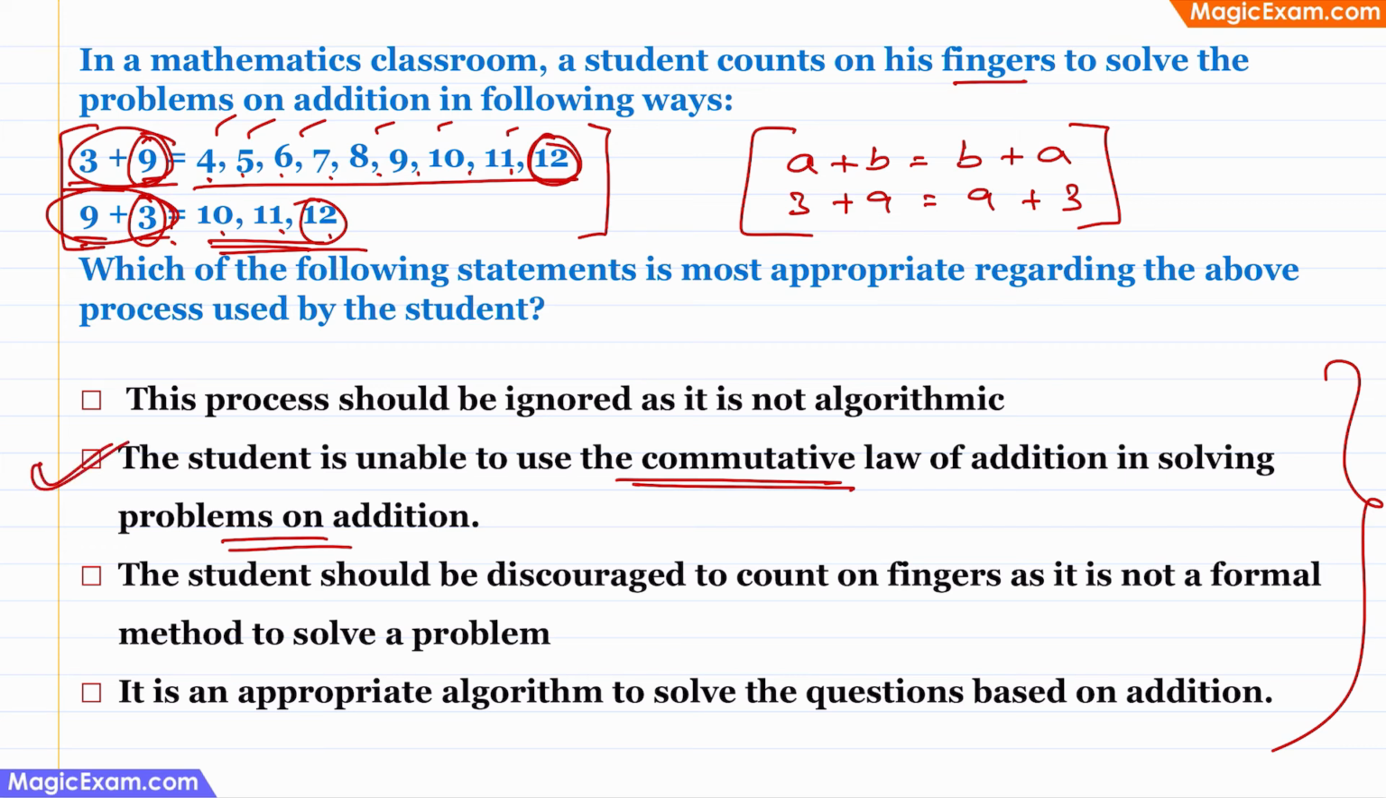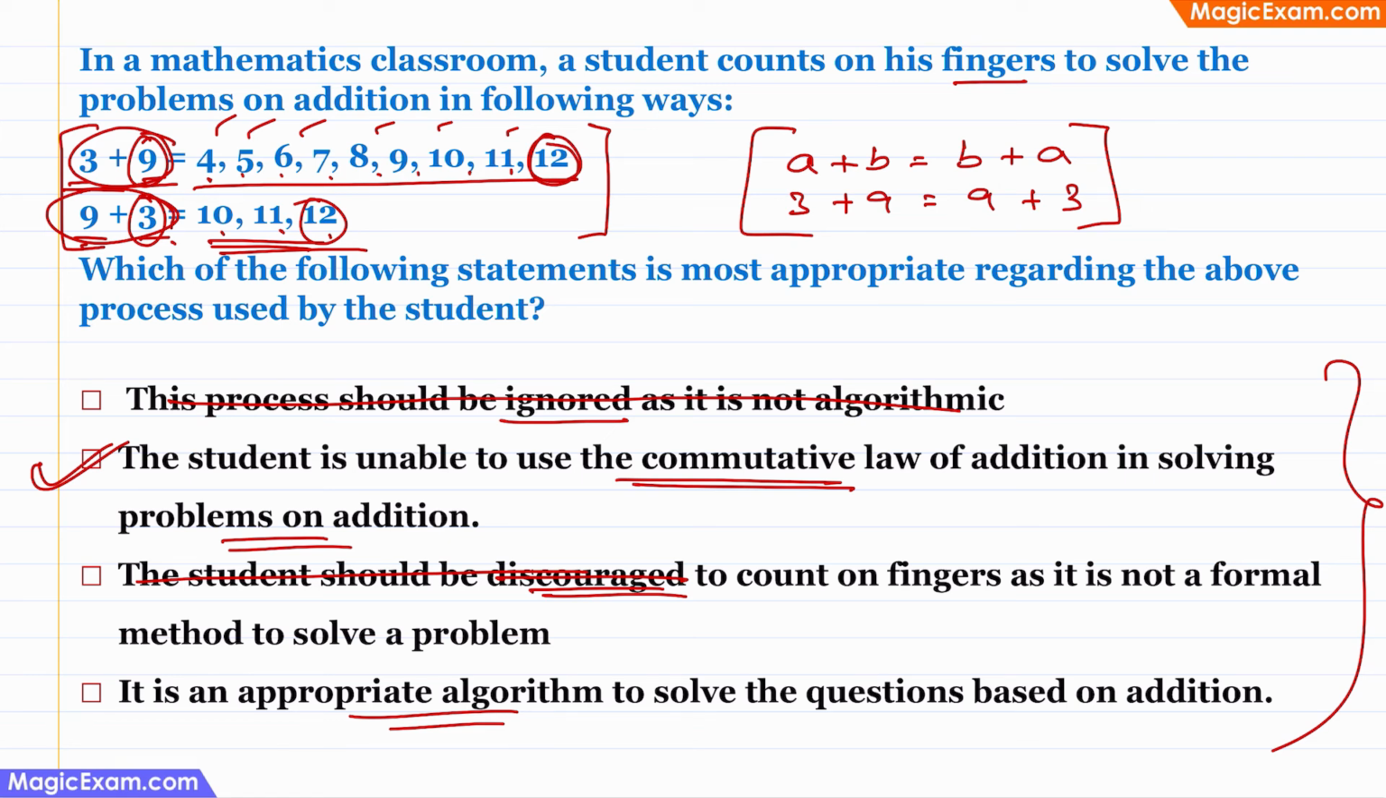Now, should this process be ignored? No, because this is also a way of solving problems, so it should not be ignored. Right? And the student should be discouraged to count on fingers. No, even adults find it very convenient to count on their fingers on many occasions, so it should not be discouraged. And it is an appropriate algorithm to solve questions based on addition.